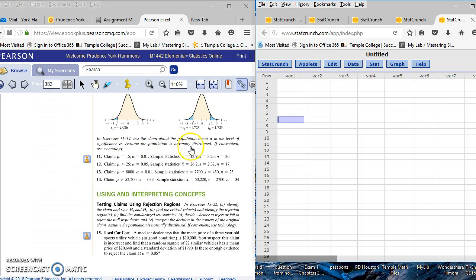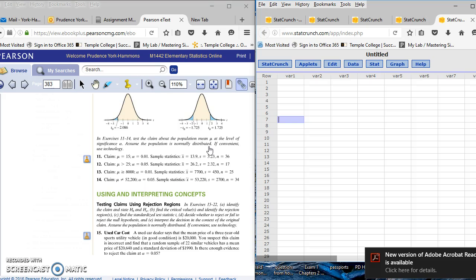It says assume the population is normally distributed, and that's an extremely important piece of information because even though we do not know the population standard deviation, we must know that the population is normally distributed in order to do a test to determine the t-test statistic, whether we reject or accept the null hypothesis. So let's look at our claim.